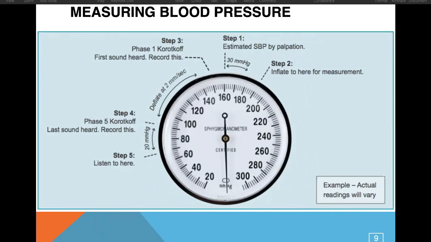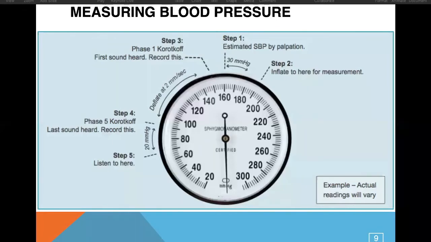Now, if I'm taking it by auscultation with a stethoscope, I'm going to wait for the first sound that I hear. So as I deflate that cuff and slowly open that valve, that needle will come down and I will start to see that needle bounce, and then I will hear a sound. This is our step 3, our phase 1 Korotkoff sound. I want to record the number that I hear that sound.